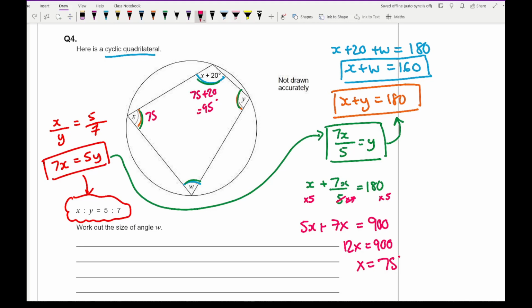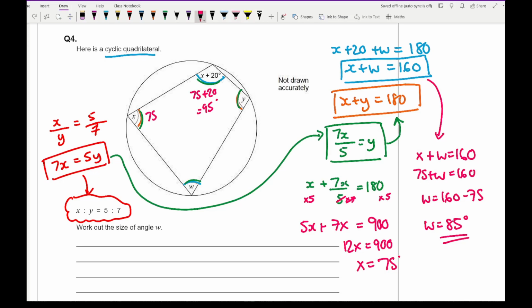So then from this, now that I know that x equals 75, I've got x plus W equals 160. 75 plus W equals 160. So W equals 160 minus 75, which gives me an answer of 85. So W equals 85 degrees, and there is my final answer.